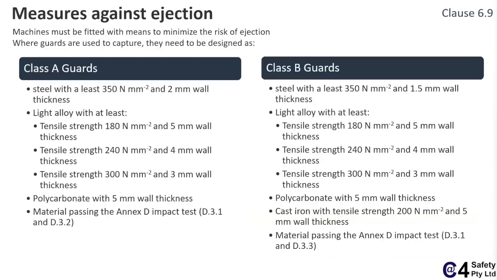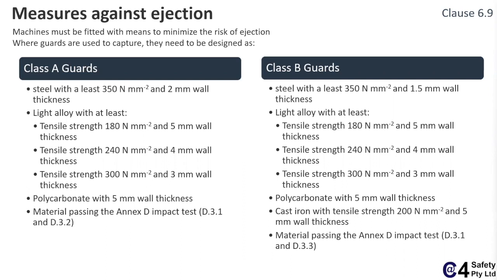The other thing we need to consider is measures against ejection, and this is an interesting one because it split things into Class A guards and Class B guards. As you get into the more specific standards, they will tell you whether you need either Class A or Class B. And in here, what we're seeing is it's telling you what material and specific strengths. And we went away from this whole prescribing guard design a long time ago, because who knows how strong that guard has to be. Only that specific machine designer will know what the force of that ejection is going to be.